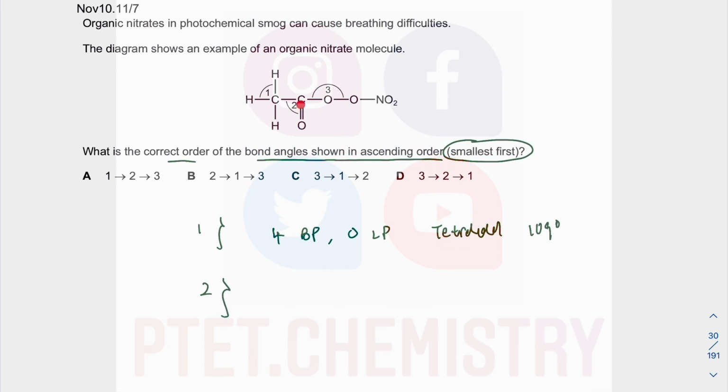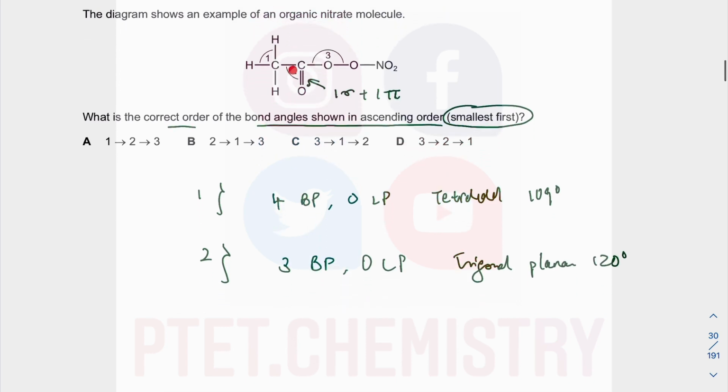Same deal with number 2. So you don't count the pi bond. So that is 1 sigma plus 1 pi. You only count the sigma bond for your bond pair in your VSEPR. So that is 1, 2, and 3 sigma bonds. So there's 3 bond pairs. And there's 0 lone pair because altogether the carbon has used 1, 2, 3, 4, because it has formed 4 covalent bonds. There's 0 lone pair. That is your trigonal planar, 120 degrees. Okay, not 90 degrees as they have shown there, because it's always shown like that to try and confuse you. And this is definitely not 180 degrees.